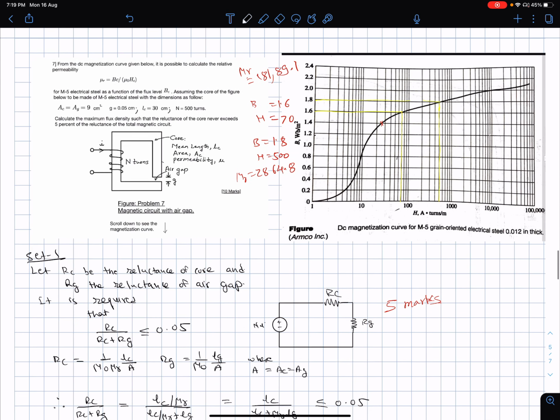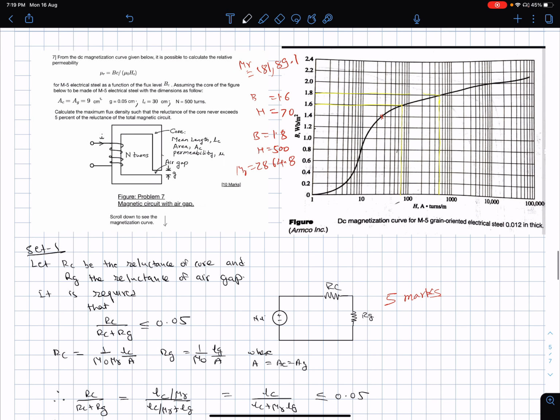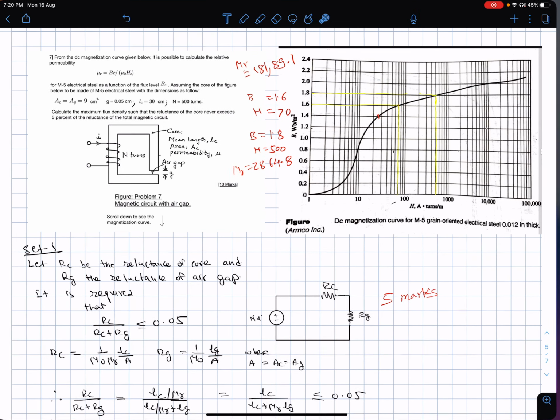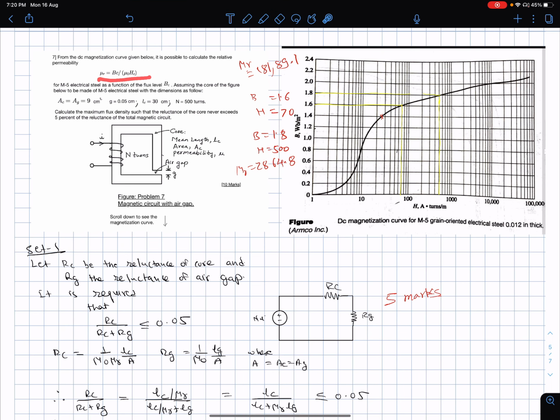Now one more interesting problem, and after that we will close this lecture. In this problem, for a DC magnetizing curve given below, it is possible to calculate the relative permeability mu r equal to Bc by mu 0 Hc. So what is the curve given here? This BH curve, a nonlinear curve, is given here.